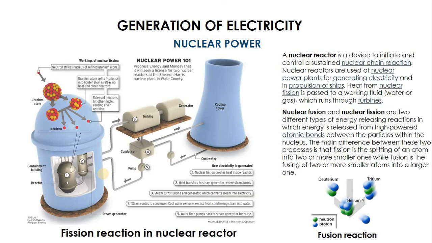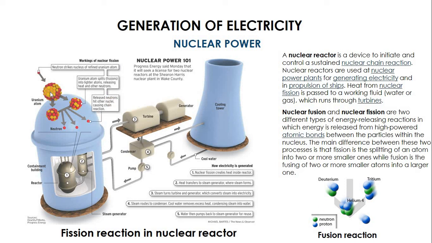Now here we can talk about the two types of reactions. You can see we have a uranium atom here, which is split into two atoms, and then we also have helium, we have deuterium and tritium, which come together to form helium.